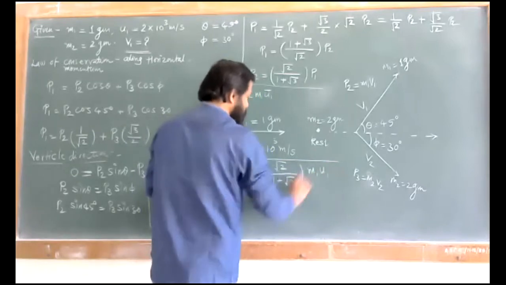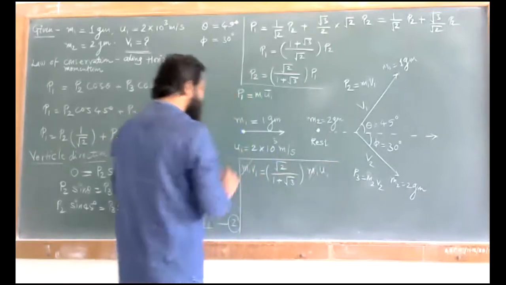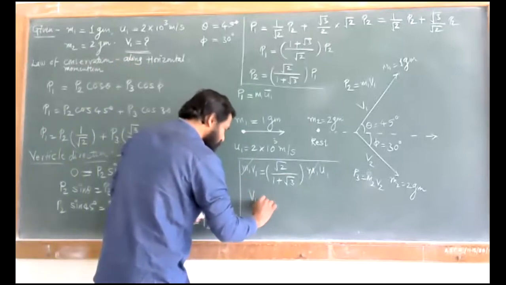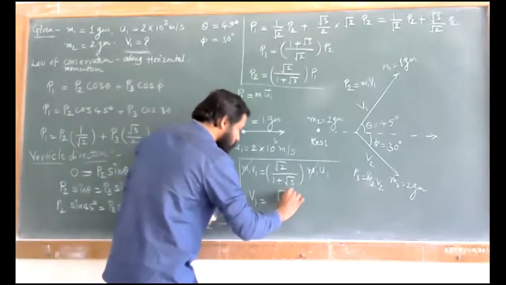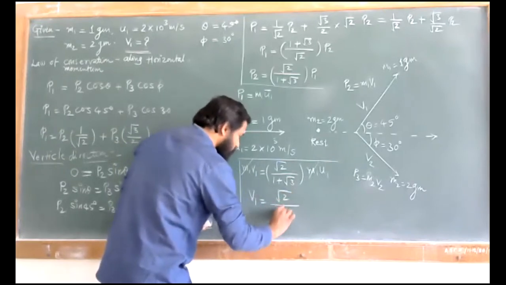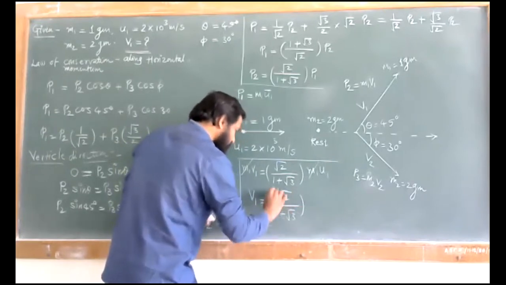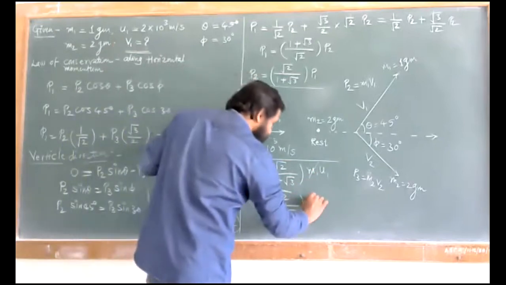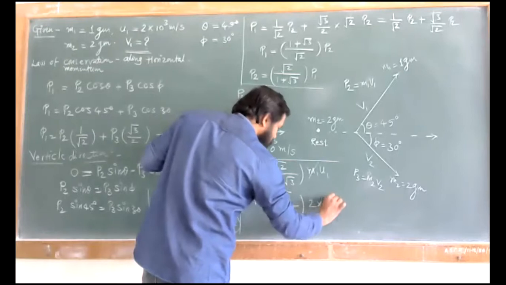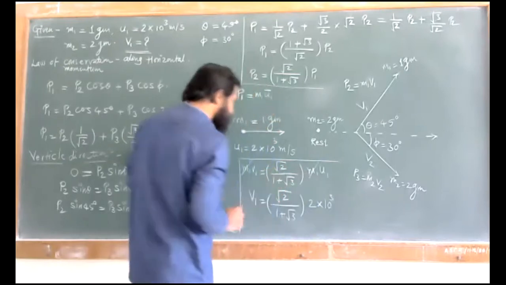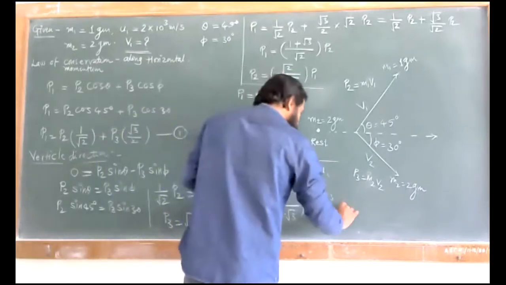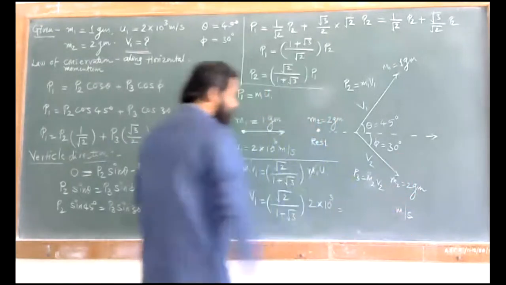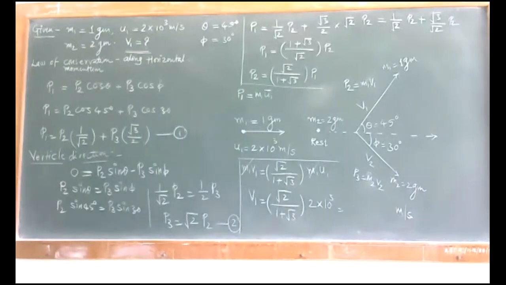m1 into u1. So this m1 will get cancelled out, we will have this value of v1, and that v1 is equal to this root 2 divided by this 1 plus root 3 times the value of u1 that is already given, which is nothing but the particle moving with the velocity of 2 into 10 raised to 3 meters per second. And so you can just do the calculations and you can find out what should be the velocity of the particle after collision.